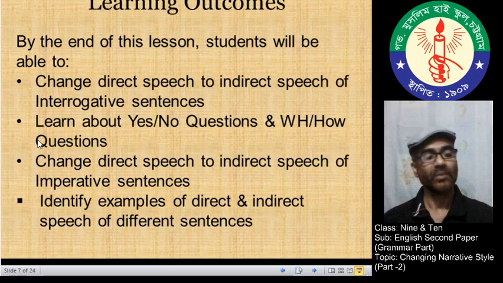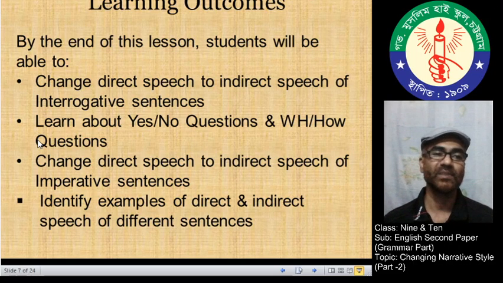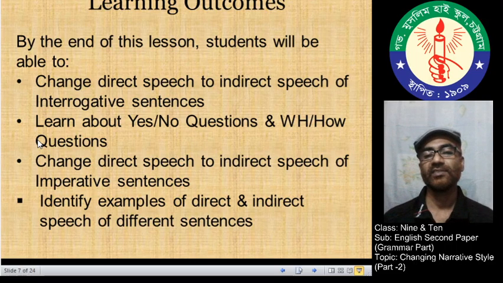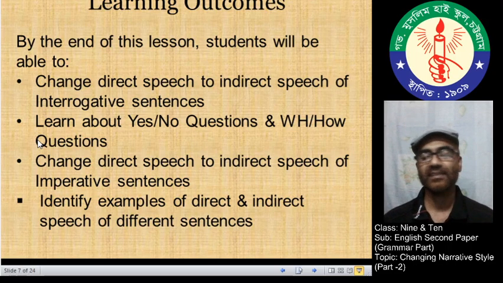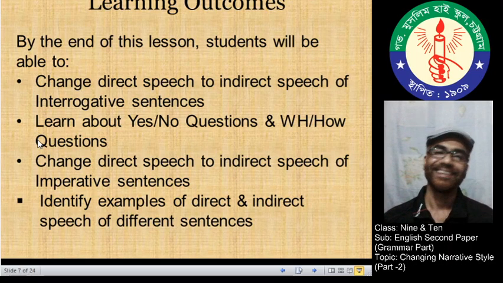What are the learning outcomes? By the end of this lesson, students will be able to change direct speech to indirect speech of interrogative sentences, learn about yes/no questions and WH questions, change direct speech to indirect speech of imperative sentences, and identify examples of direct and indirect speech of different sentences. These are the learning outcomes. You will master these things. Let's proceed on.